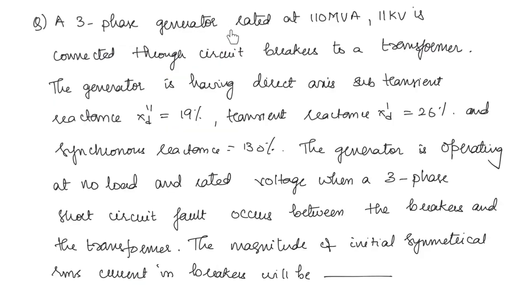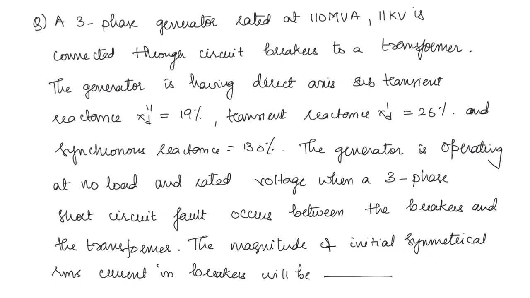A 3-phase generator rated at 110 MVA, 11 kV is connected through circuit breakers to a transformer. The generator has direct axis subtransient reactance Xd'' equal to 19%, transient reactance Xd' equal to 26%, and synchronous reactance equal to 130%. The generator is operating at no load and rated voltage when a 3-phase short circuit fault occurs between the breakers and the transformer. The magnitude of initial symmetrical RMS current in breakers will be. So you can see it is given the initial symmetrical RMS current.